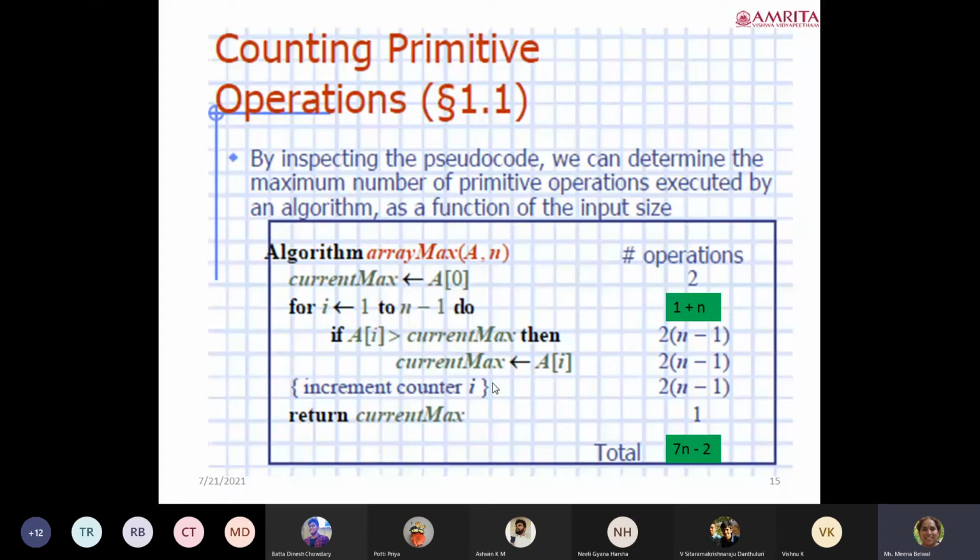Please try to understand, students. This is written nicely in your textbook also. So what we do, i is equal to 1. This 1 has come here, the first assignment. And then how many times will you do the comparison? You will do the comparison n times.